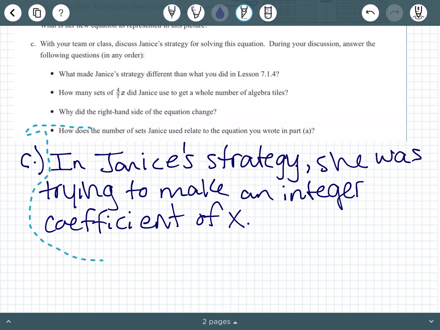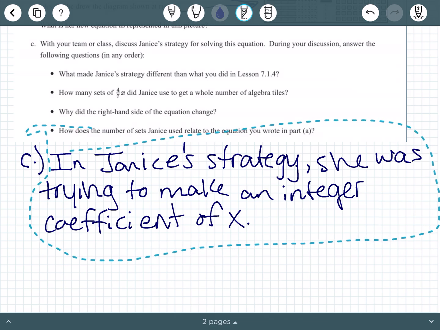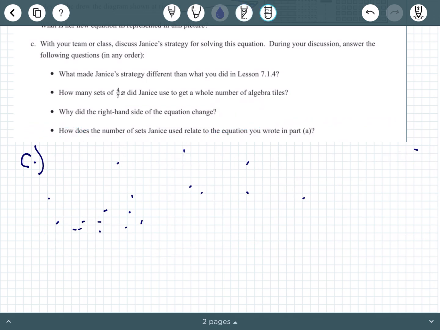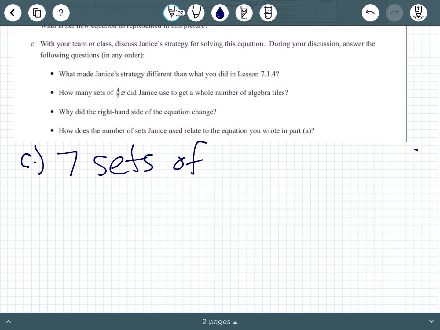How many sets of 4/7 x did Janice use to get a whole number of algebra tiles? Well, we kind of looked at that a little bit in parts A and B. So she used 7 sets of 4/7 x. That is how we got that 28/7 x. All right, on to the third question.